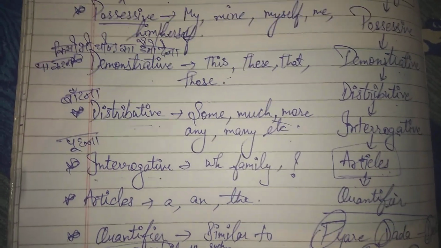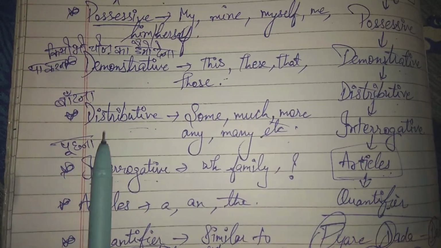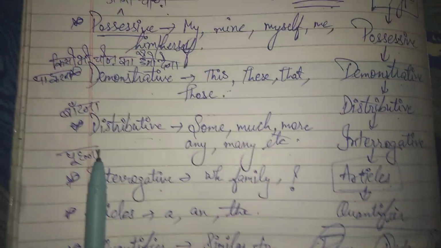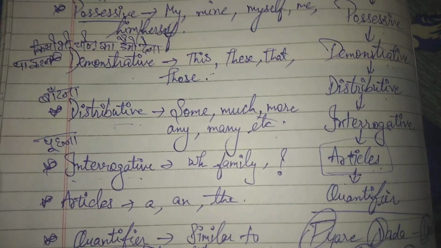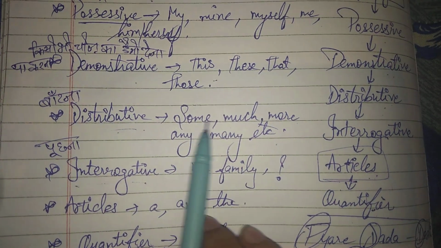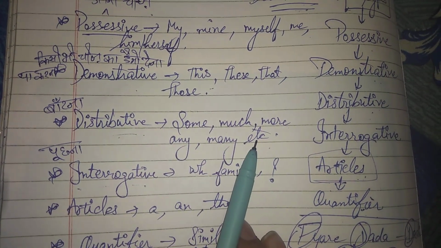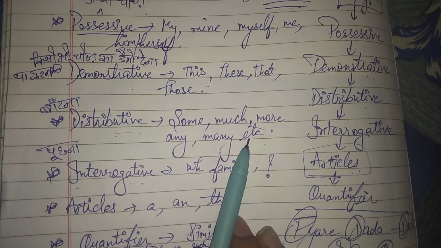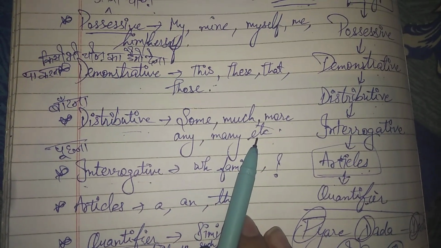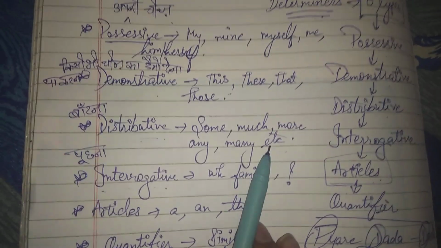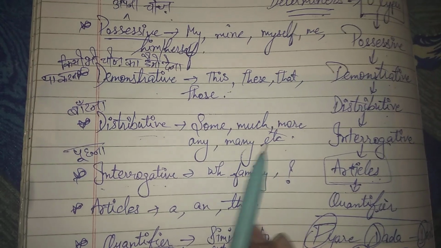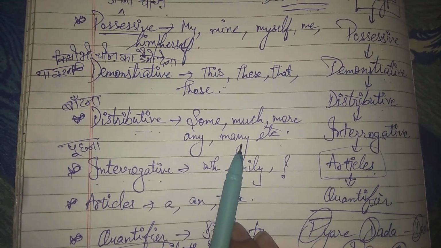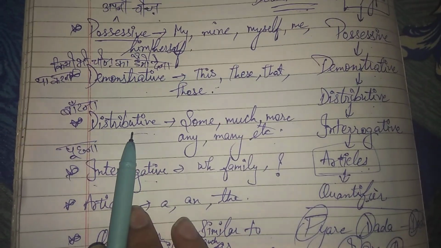Third type is distributive. Distributive means to say that बांटना, distribute करना. Like on birthdays, you are distributing candies, chocolates to your friends. So that means to say some, much, more, any, many, etc. For example, give me some water. Anybody having a blue pen? How many students are present today? Like this. These are the examples of this type.